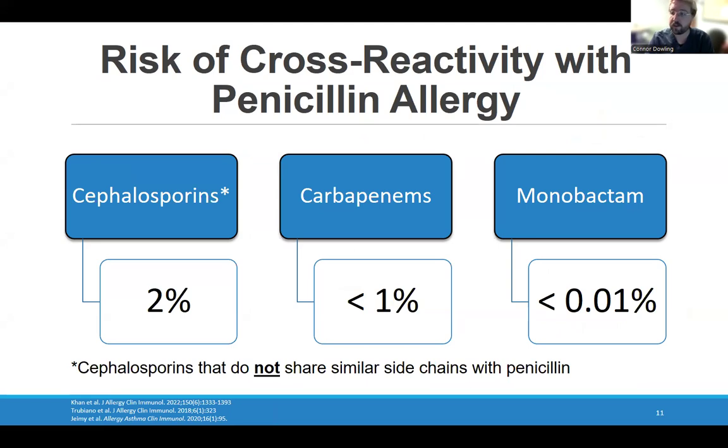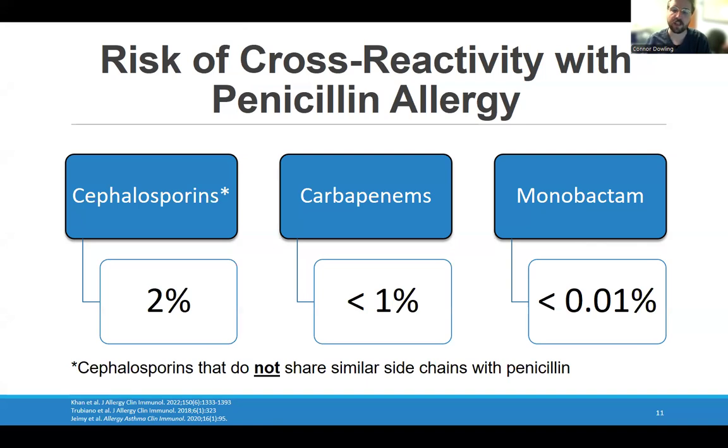Previously, we thought there was about a 10% risk of cross-reactivity between penicillins and cephalosporins, but that was really based on old data and how these drugs used to be manufactured. Up until the early 80s, a lot of our early generation cephalosporins were contaminated with penicillin. And we also had reports back from the 80s and the 90s that were reporting adverse effects as potential cross-reactive allergic reactions as well. So we were seeing this contamination effect as well as potential side effects being reported as allergic reactions, where we were thinking in the past we had this higher rate of cross-reactivity.